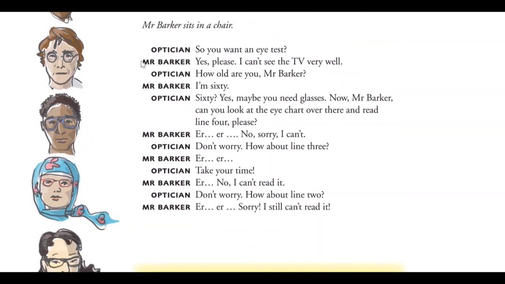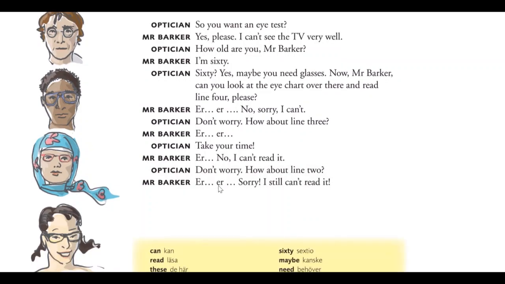Mr. Barker sits in a chair. So, you want an eye test? Yes, please. I can't see the TV very well. How old are you, Mr. Barker? I'm 60. 60? Yes, maybe you need glasses. Now, Mr. Barker, can you look at the eye chart over there and read line 4, please? No, sorry, I can't. Don't worry. How about line 3? Take your time. No, I can't read it. Don't worry. How about line 2? Sorry, I still can't read it.